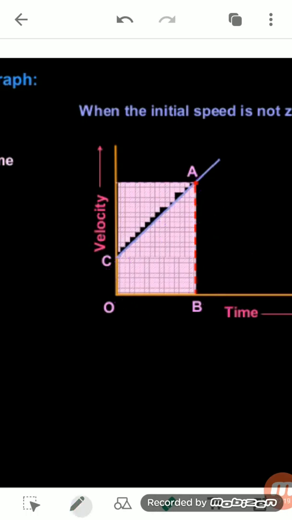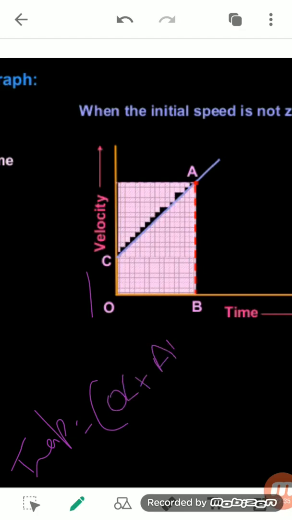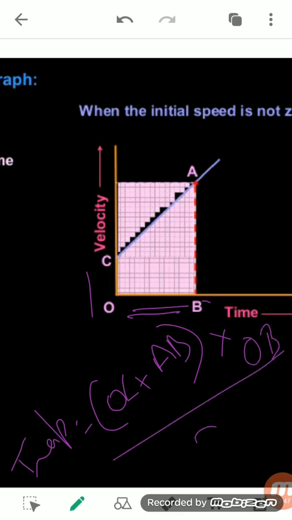So what are the two parallel sides here? You can see one of the parallel sides is OC. So here I am writing the area of trapezium is equal to the sum of the two parallel sides, that is OC plus AB, into height. What is the height here? When you consider this one, the height will be OB, into OB upon 2. So this is the area of the trapezium.